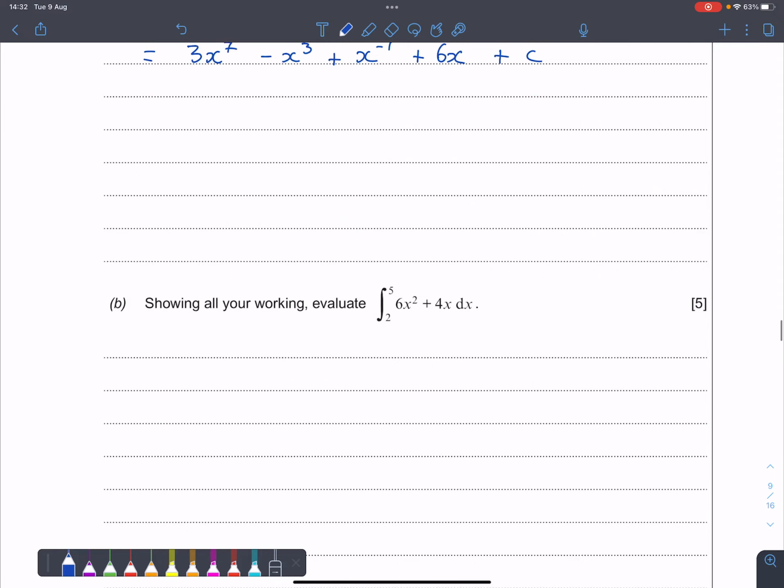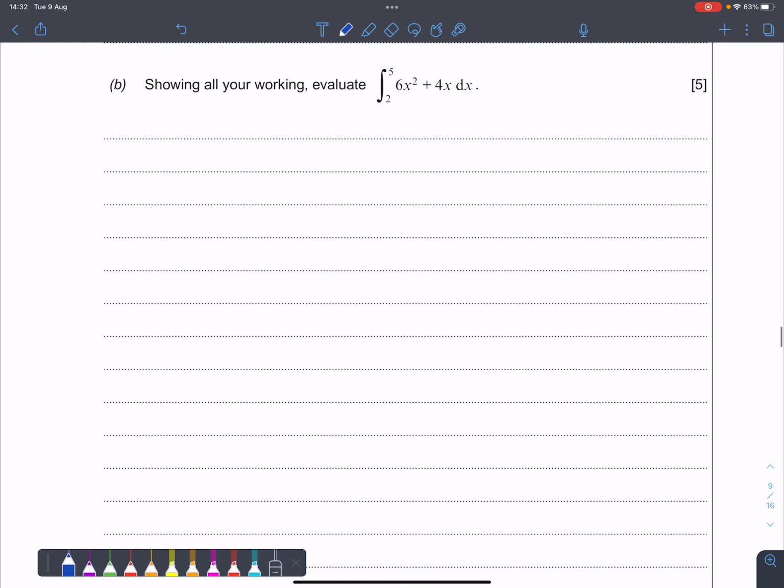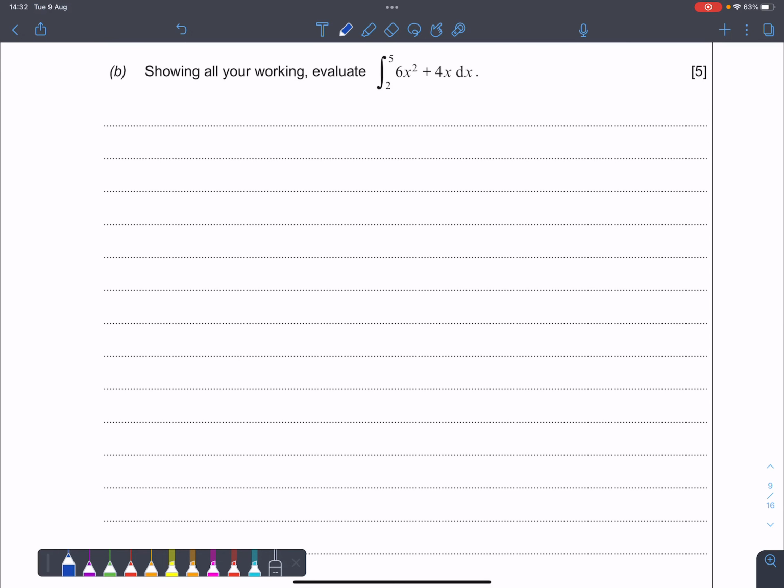Okay, part B. Showing all your work, evaluate this. So whereas the last one was what we call an indefinite integral, where we don't have any values, here we have a definite integral. We're actually trying to work out an area between 2 points. Again, there should be brackets in there. WJEC have chosen not to, but there should be brackets there. So let's try this. First things first, we make sure that both of these terms are in integratable form. They're both in ax to the n form, which is brilliant.